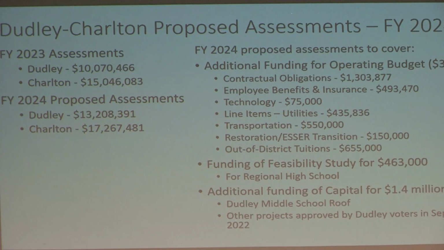In addition to additional funding for Dudley Charlton's operating budget, funding for a feasibility study for a regional high school, $463,000. Additional funding of capital for $1.4 million for Dudley Middle School's roof, as well as other capital projects approved by Dudley voters in September of 2022.